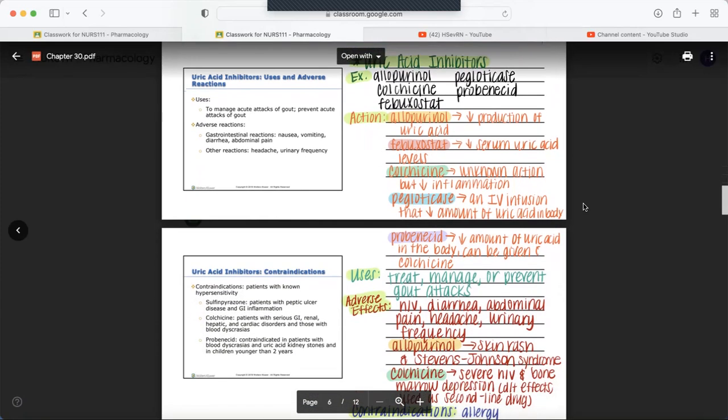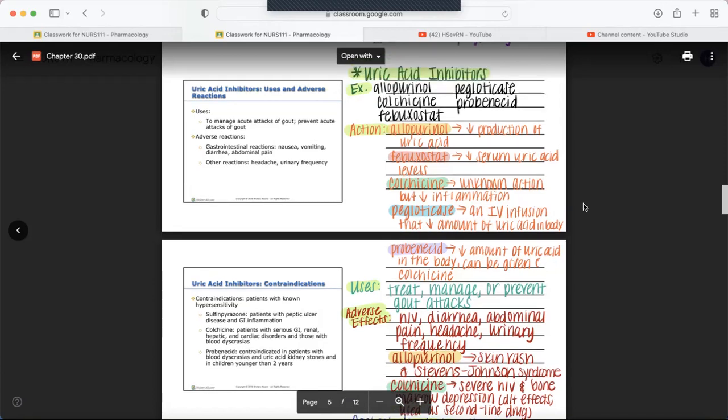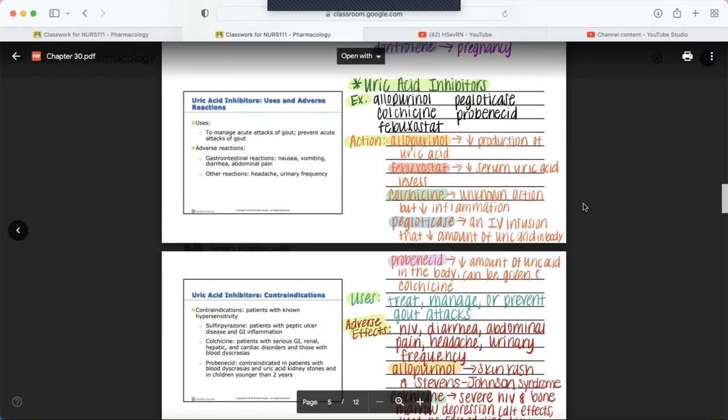The last class of chronic. So we talked about bone reabsorption inhibitors, bisphosphonates. We talked about DMARDs, disease modifying antirheumatic drugs, right? That work to decrease the autoimmune responses of things like rheumatoid arthritis. Let's talk about the last chronic medication, uric acid inhibitors. And this is used for gout, right? So uric acid arthritis is gout. That's what we use this for.